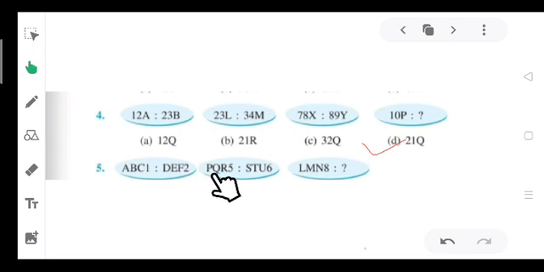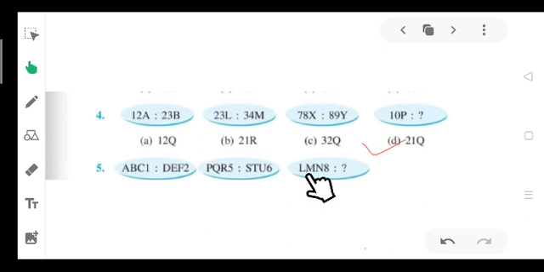So P, Q, R we will skip. Then comes S. Q, R, S we will skip, comes T. Then R, S and T we will skip, next comes U. And digit 5, only the next digit we will write, 6.